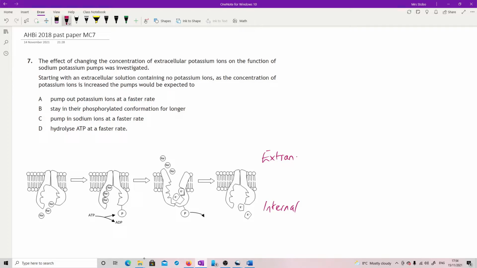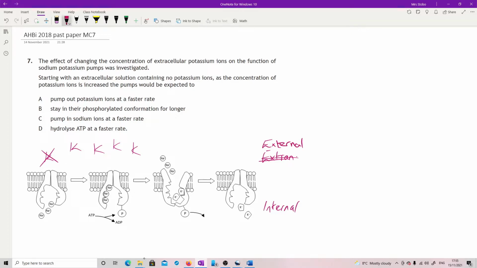It's not the nicest question. They're asking you to really know what you're doing. I can't spell external, excuse me. That's better. Okay, the effect of changing the concentration of extracellular potassium ions and the function of the sodium-potassium pumps was investigated. Starting with an extracellular solution containing no potassium ions, so I've got nothing, I have no K up here, okay? And then I'm going to increase K, so I'm going to start adding in some more. As the concentration is increased, what would happen to the pump?